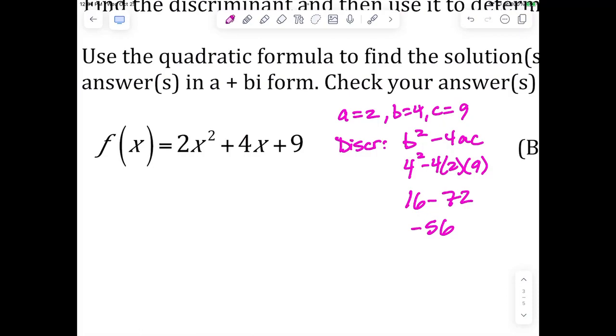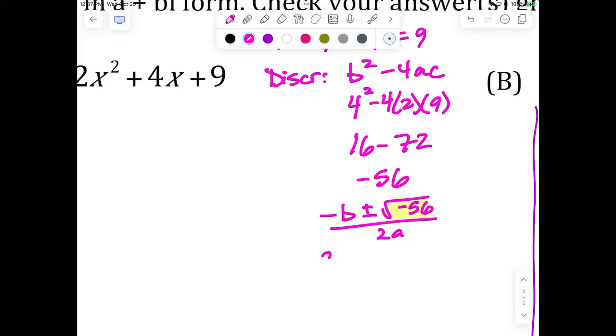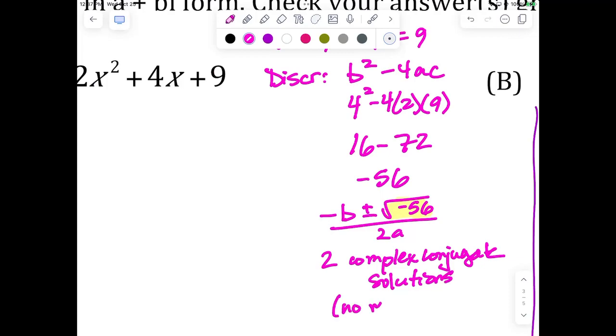So what's going to end up happening is we're going to have negative b plus or minus the square root of negative 56 all over 2a. I obviously haven't plugged in for b and 2a yet, but when the discriminant is negative, you're taking the square root of a negative, and that's imaginary. Okay, so you're going to have two complex conjugate solutions, okay? Which means also there's no real solutions. No real solutions. There's no x-intercepts that touch or cross the x-axis.